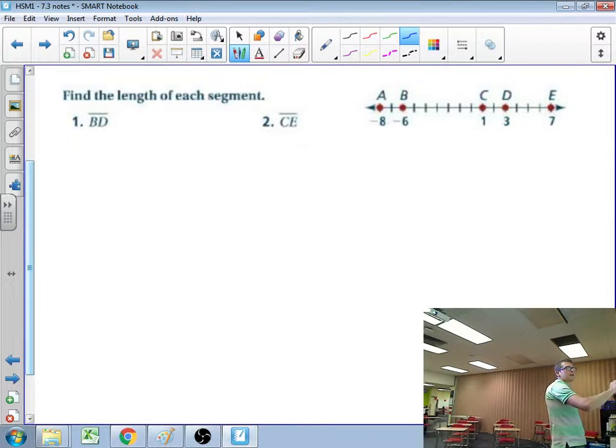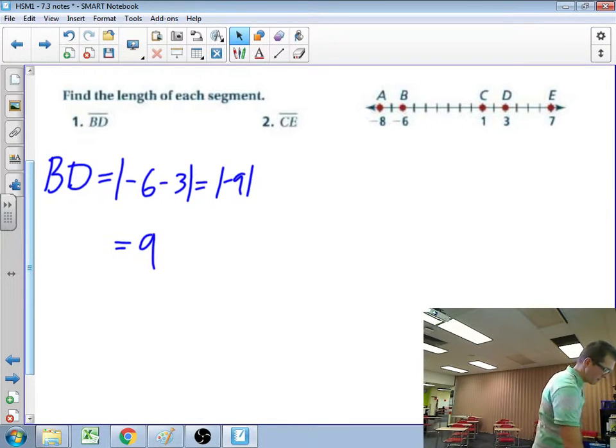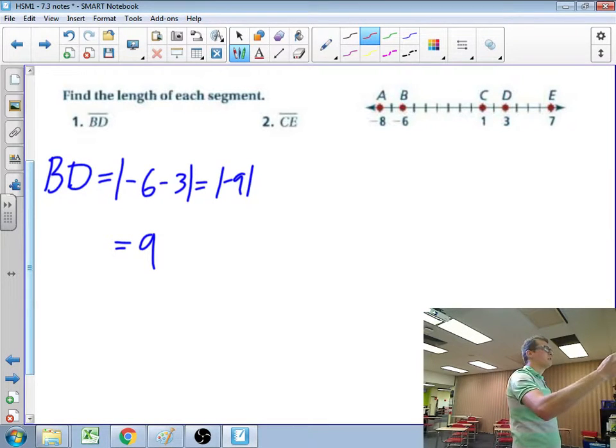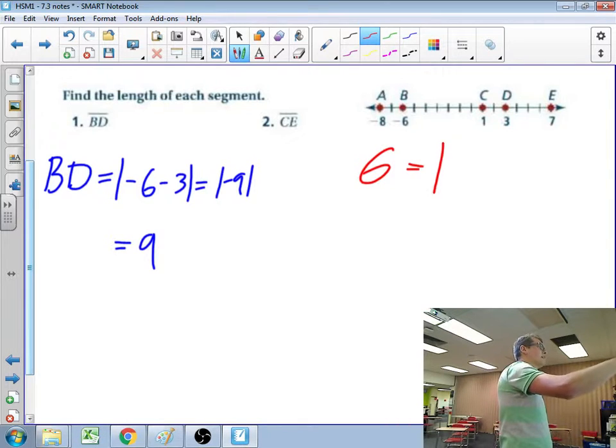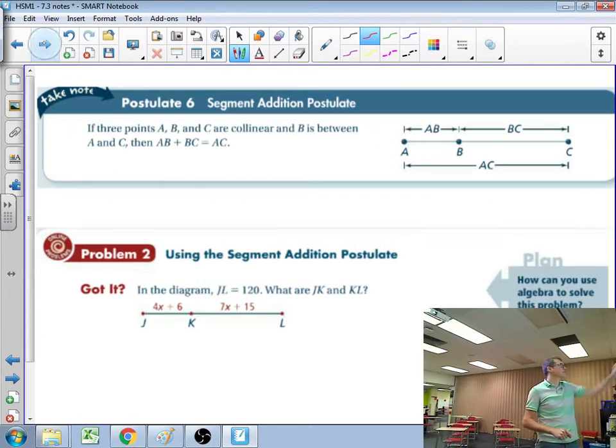BD, I'm going to go ahead and just set up the absolute value of negative 6, and D is 3, so minus 3. This comes out to be the absolute value of negative 9, which gives us the value of 9 for the length. CE is from 1 to 7. We could pretty easily see that that's a distance of 6, because it would be the absolute value of 7 minus 1, or 1 minus 7. Either way, you get the same thing. The distance between those is 6.